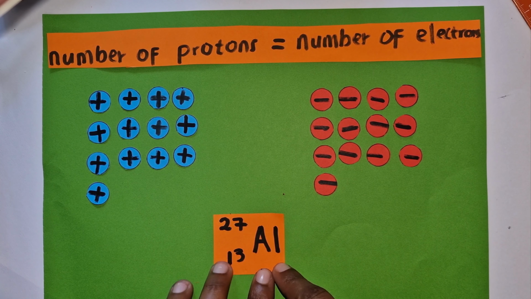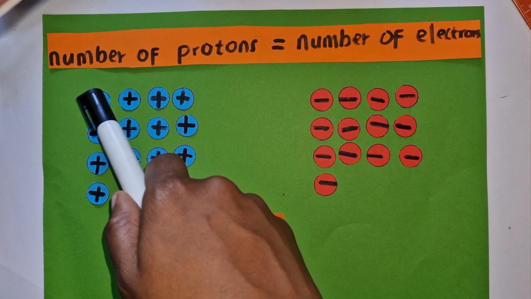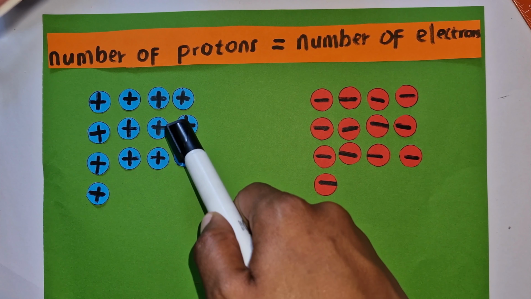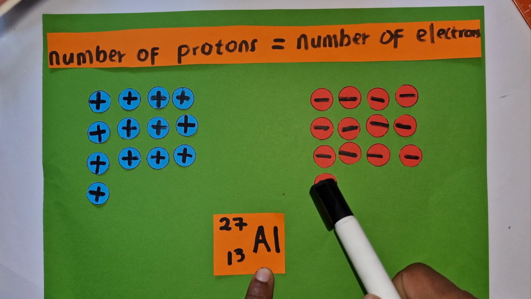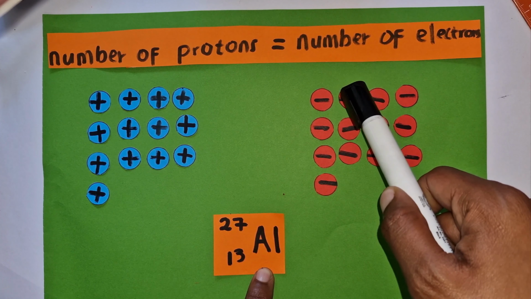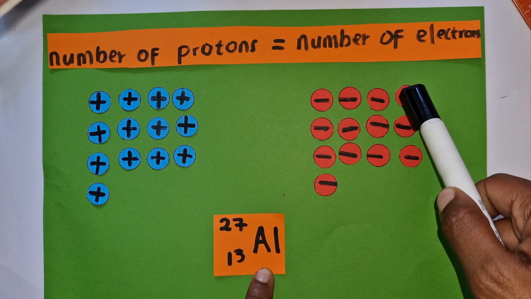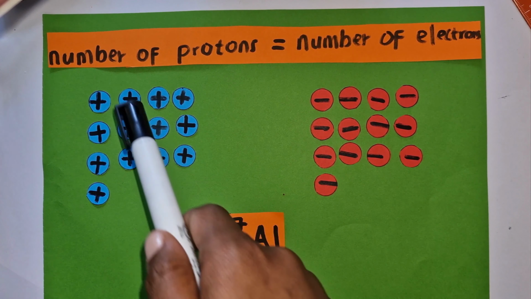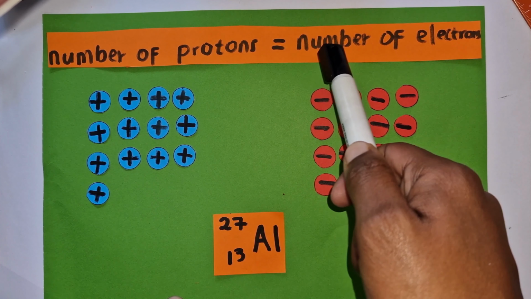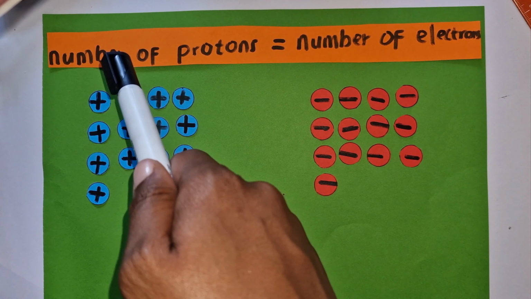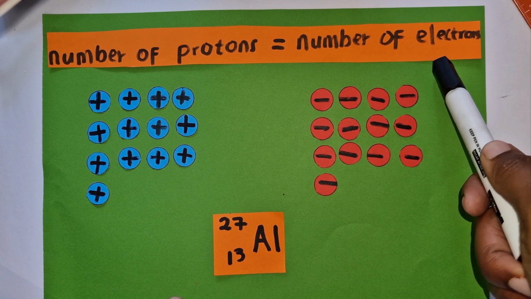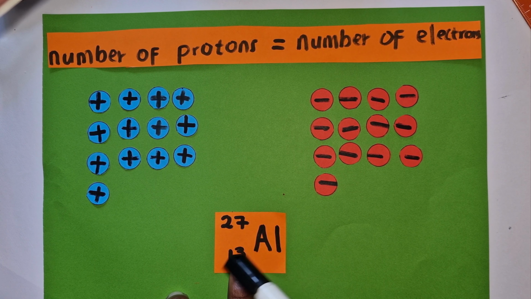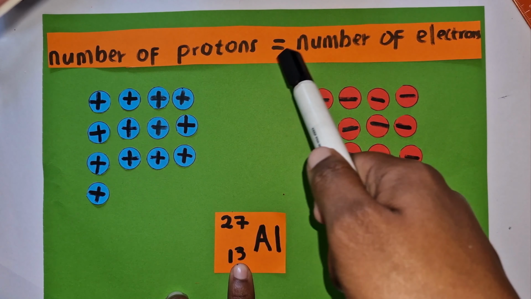So in a neutral aluminium atom, we have 1, 2, 3, 4, 5, 6, 7, 8, 9, 10, 11, 12, 13 protons. And we also have 1, 2, 3, 4, 5, 6, 7, 8, 9, 10, 11, 12, 13 electrons. This means for a neutral atom, you have the same number of protons as electrons. So the number of protons in a neutral aluminium atom, or in any neutral atom, is equal to the number of electrons.